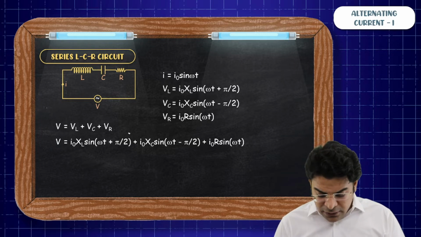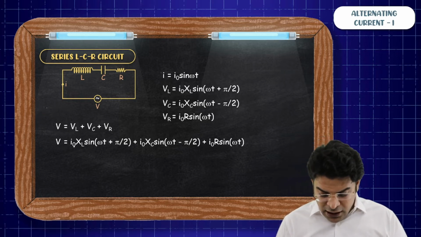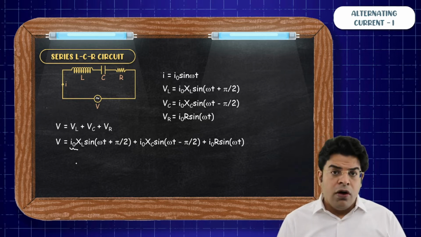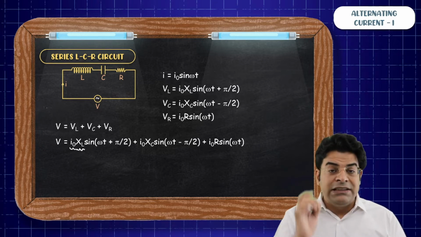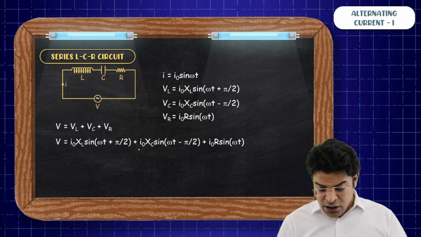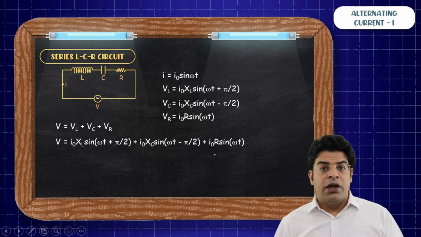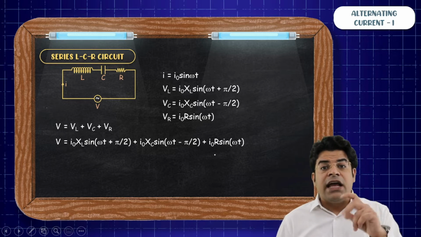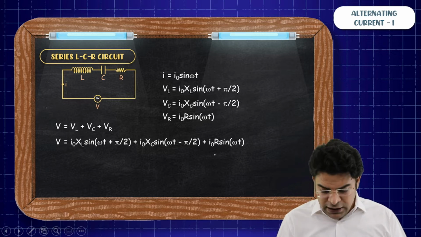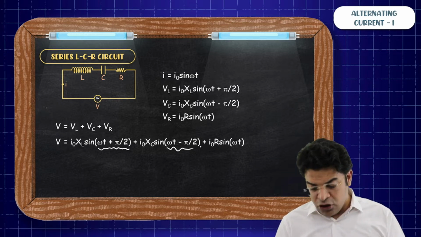When we add up these three sinusoidal functions using the phasor method, we will take the magnitude of the vector as the amplitude, as the peak value. So for the inductor, we will take the magnitude as I naught XL. For the capacitor, we will take I naught XC. For the resistor, we will take I naught R. And we will take their phase as the direction of the vector. So for the inductor, you will take the direction to be omega t plus pi by 2. For the capacitor, omega t minus pi by 2. And for the resistance, omega t.